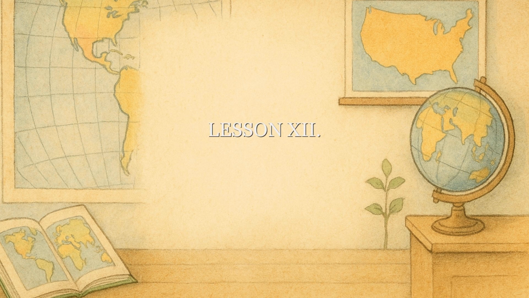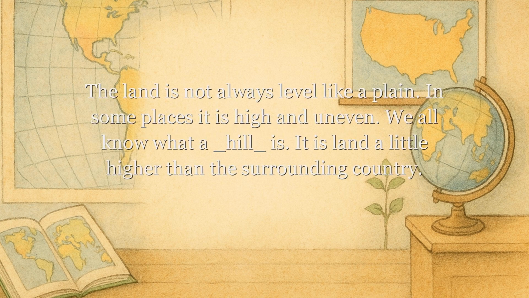Hills, mountains, valleys. The land is not always level like a plain. In some places it is high and uneven. We all know what a hill is. It is land a little higher than the surrounding country.